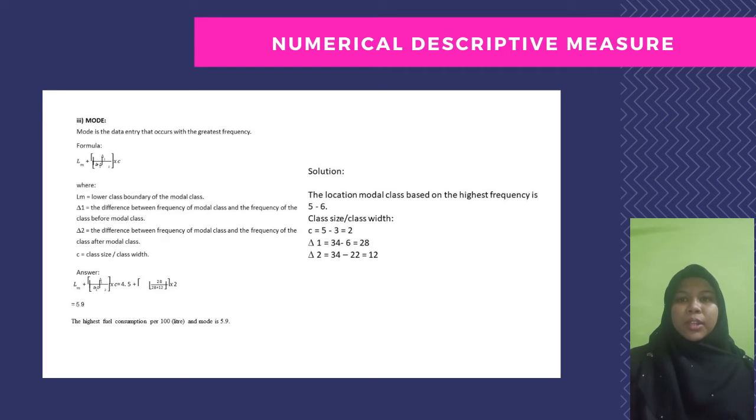When we use the formula, the lower class boundary is 4.5, the difference between the frequency of the modal class and the class before is 28, the difference between the frequency of the modal class and the class after is 12, and the class size is 2. So when we use the formula, we can get the mode answer is 5.9.